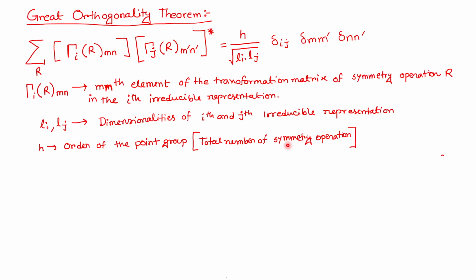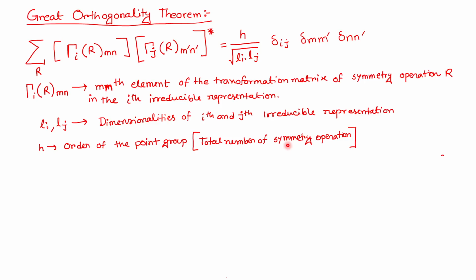As I have told you, Professor Datta has a different course on symmetry and group theory. There this GOT was actually derived. But for these codes, we don't really require that. We need the essence of it. So first of all, what is the first term on the left hand side? That gamma i R mn.